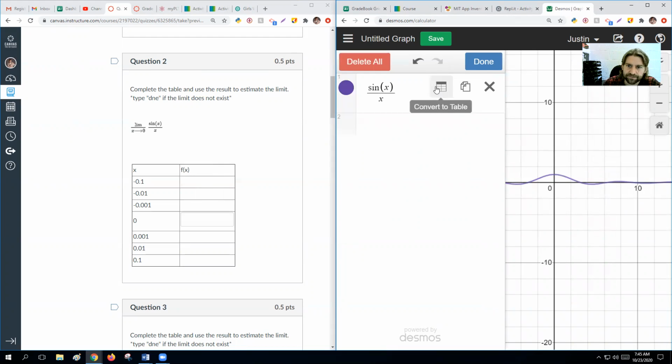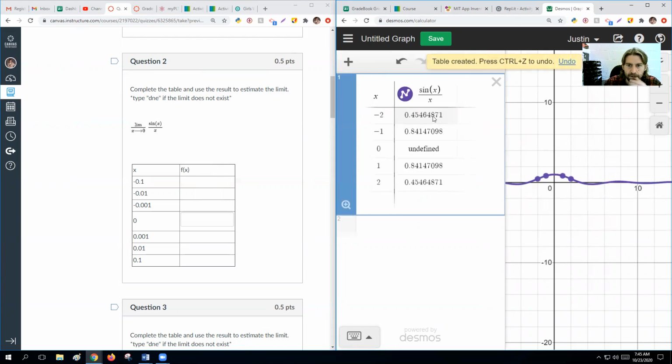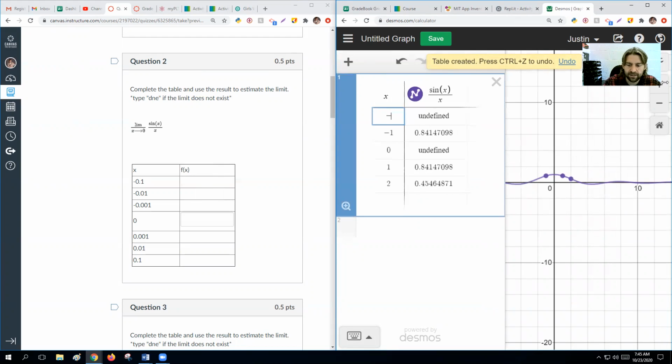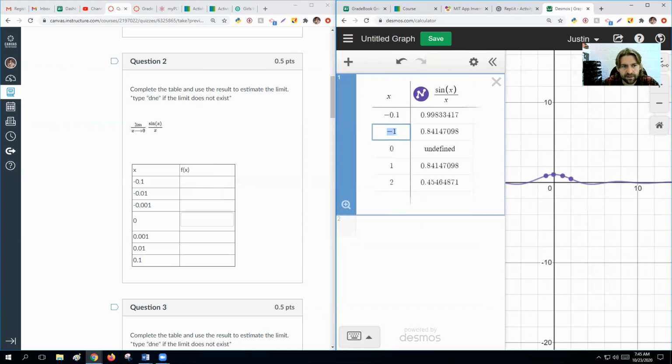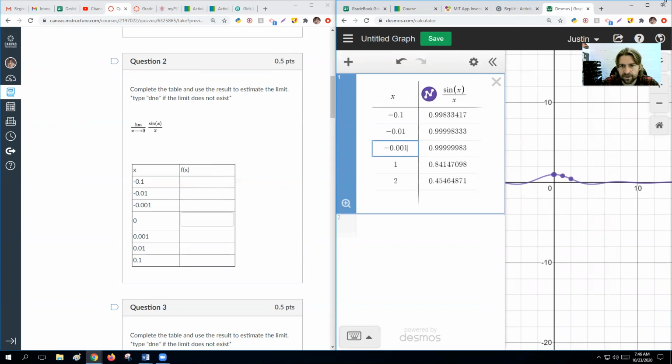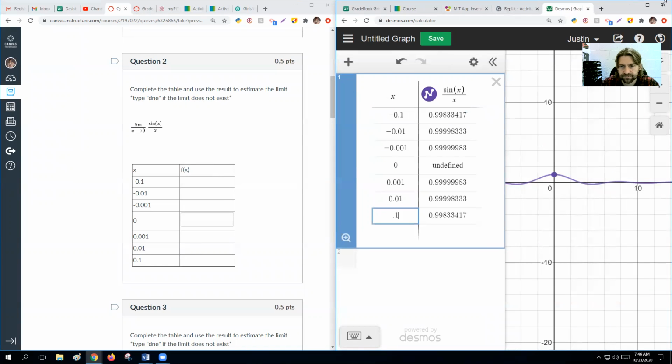But let's make a table to check this. So I have negative 0.1, and negative 0.01, negative 0.001, 0 is undefined. All right, so yep, we can see 0.9, 0.9999, 0.9999983. So I would say that limit goes towards 1. We are getting closer and closer to 1.